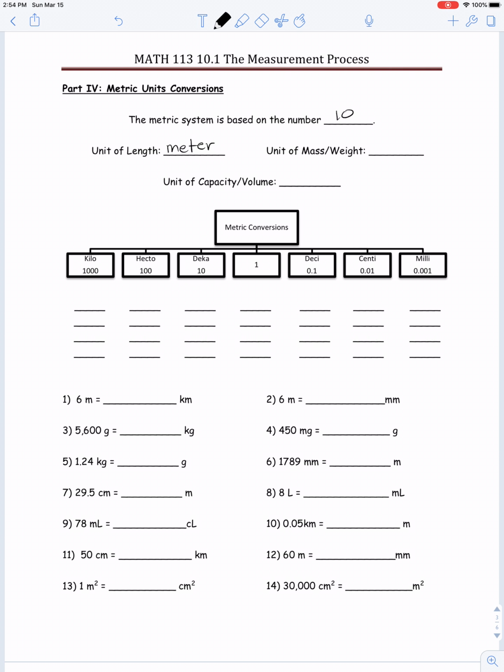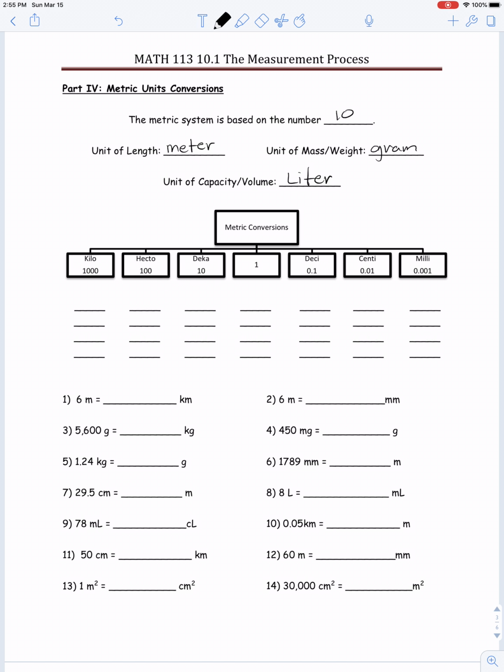The unit of mass or weight would be the gram. Again, we'd have decigram, centigram, milligram, decagram, hectogram, kilogram. And then finally, the unit of capacity is the liter. For each one of these, we'd end up with the deciliter, centiliter, milliliter. So just put whatever word in front, and that gives you the way to convert those.